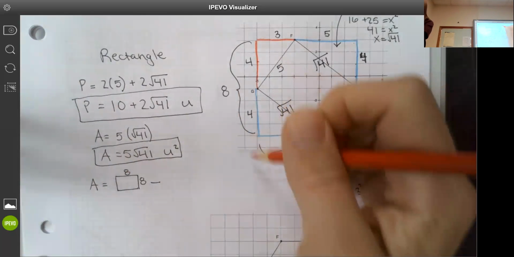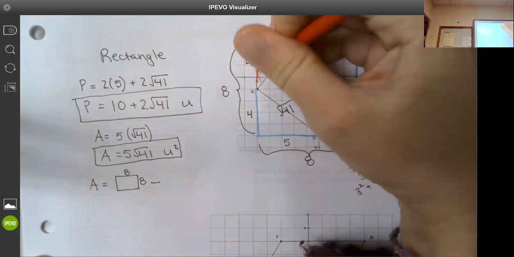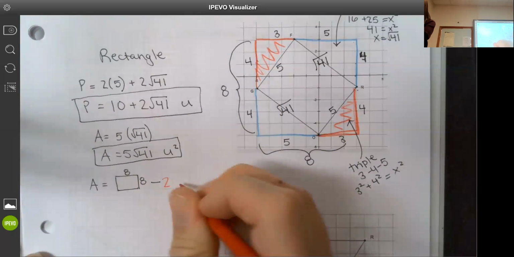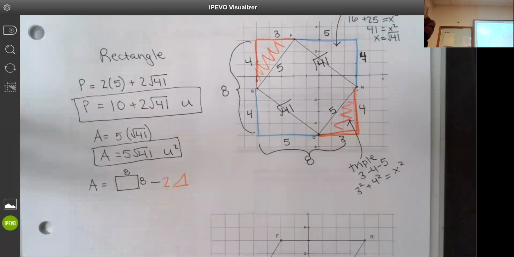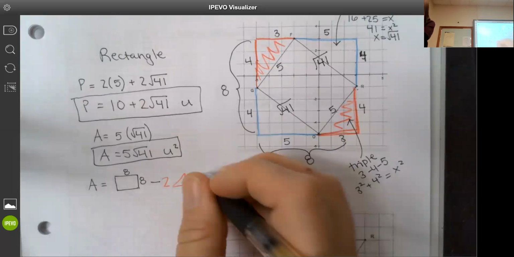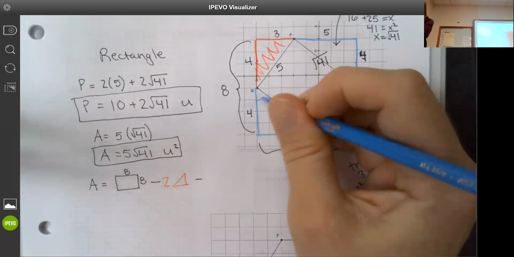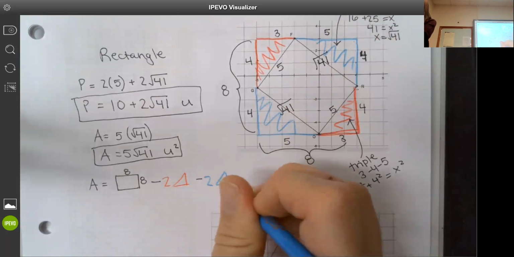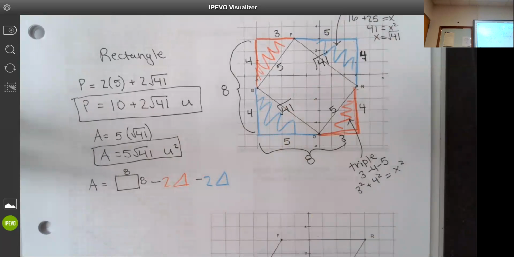So if I find this area, I can then say, well, I'll take out 2 of these red triangles, and I'll take out this area and that area, and I'll take out 2 of these blue triangles. Okay, so my other option, instead of using the area formula, is to find the bigger shape that I drew in area and subtract the extra shapes.